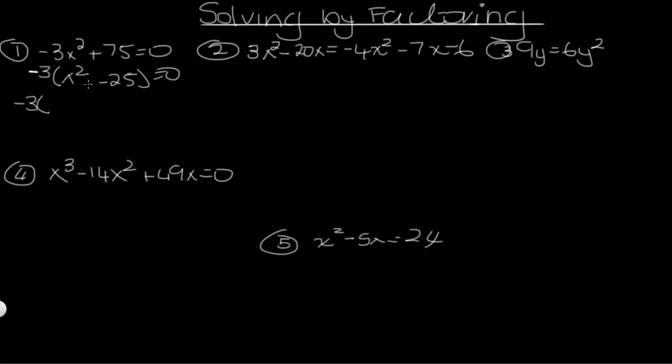Now I can factor this, so we have negative 3. This is a difference of two squares. You just get the square root, and one will be plus and one will be minus. So the square root of x squared is x, the square root of 25 is 5. So x minus 5 and x plus 5 equals 0. Now I need to split up this term. So before I do that, I can divide by this negative 3 because it does not have a variable. So I'll still get 0.